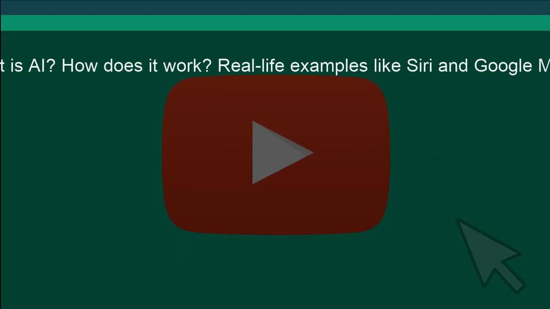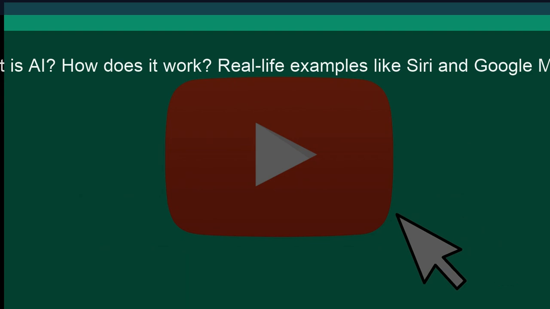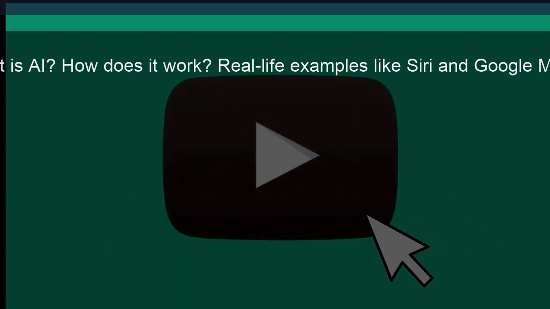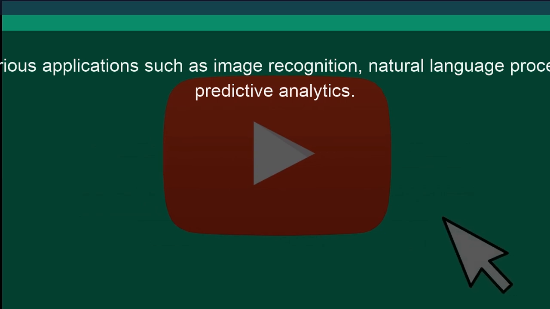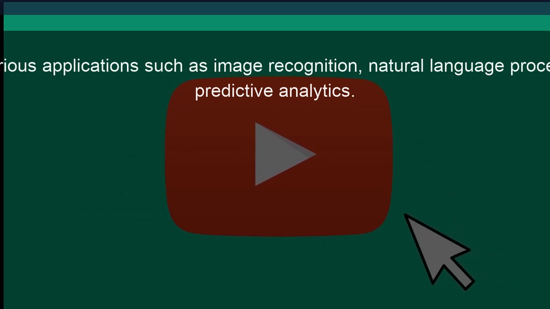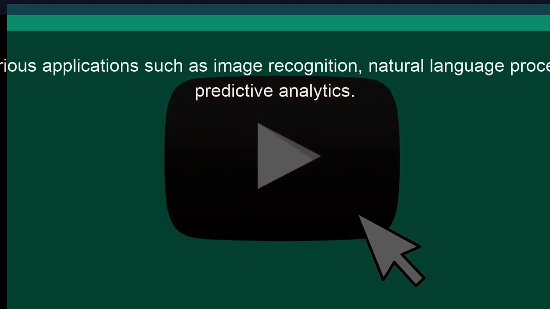Slide 1. Introduction to AI. What is AI? How does it work? Real-life examples like Siri and Google Maps. Slide 2. What can you do with AI? Explore various applications, such as image recognition, natural language processing, and predictive analytics.